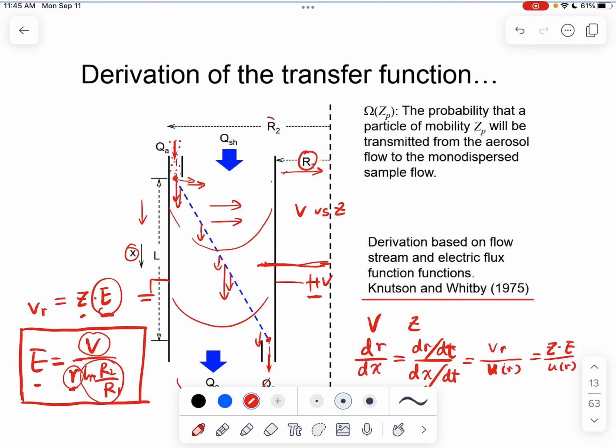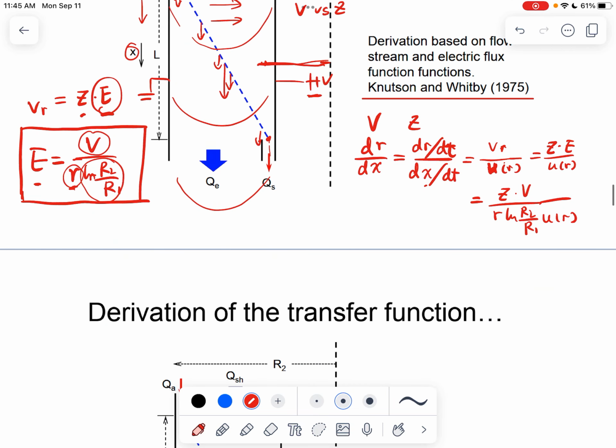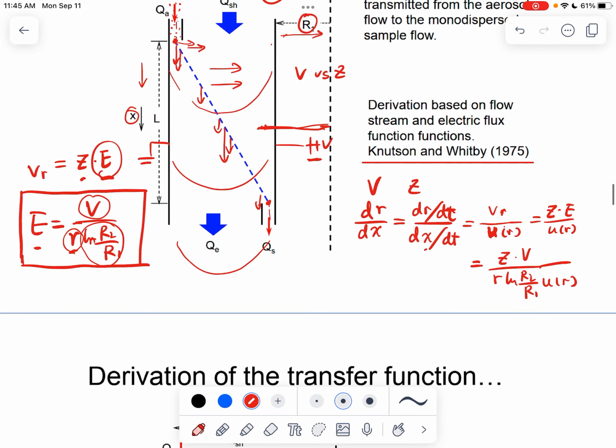And then it's also dependent on R1 and R2, which is basically the diameter of the inner electrode and the inner diameter of the outer electrode, right? Okay, so because of that, you could plug it in. So you have Z multiplied by V divided by R log R2 over R1, equals UR.